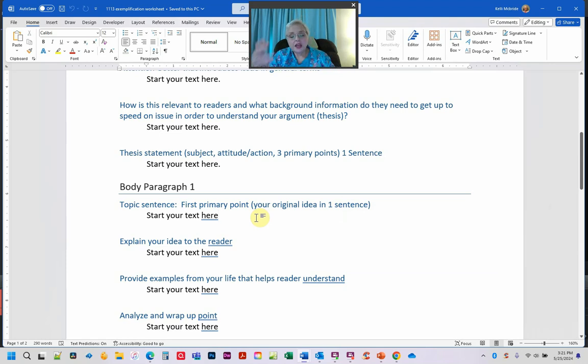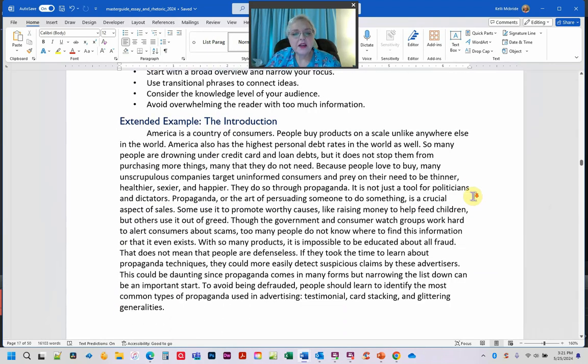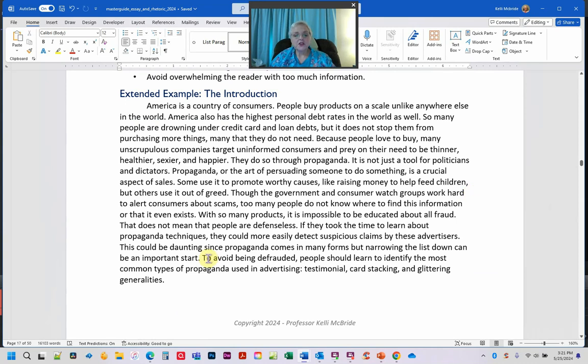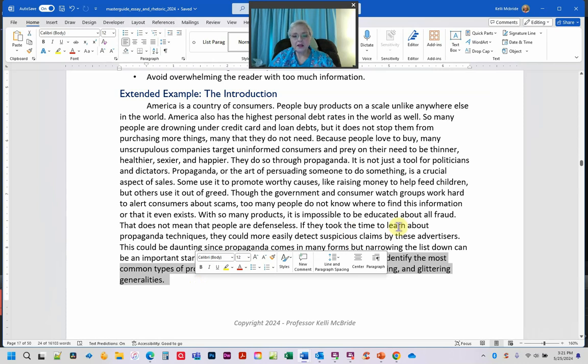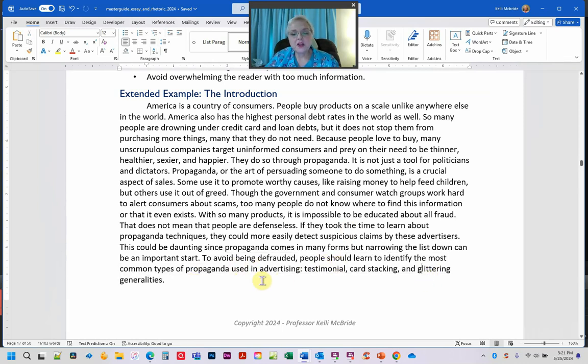Right? So here is a sample introduction. My thesis when I get here is: to avoid being defrauded, people should learn to identify the most common types of propaganda used in advertising: testimonial, card stacking, and glittering generalities. Right? So we can see that three-part structure there. Every one of my topic sentences is going to come from these three terms. Right? But you can see here it starts off broad.